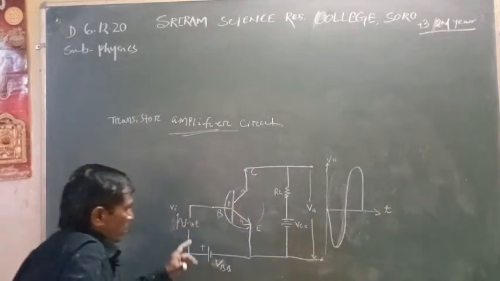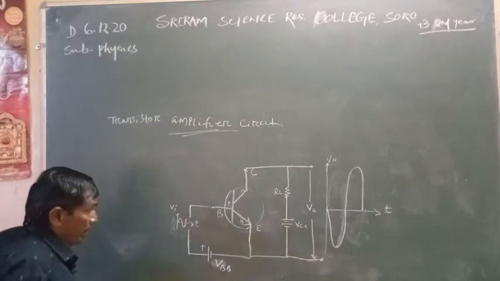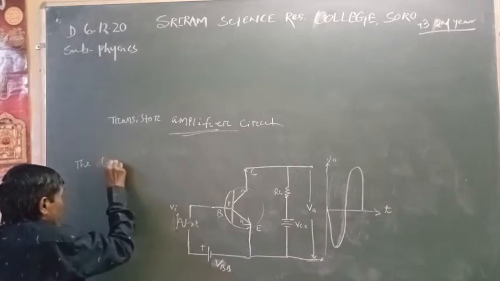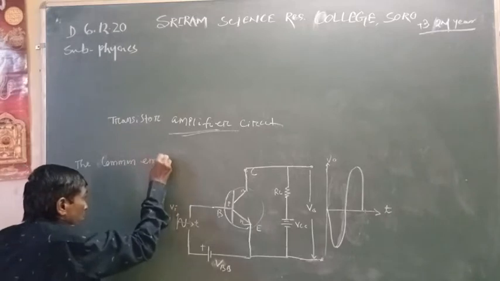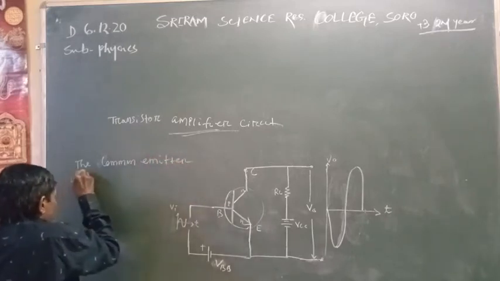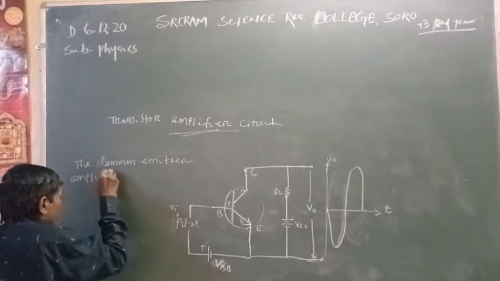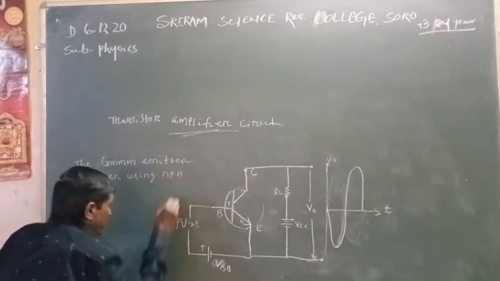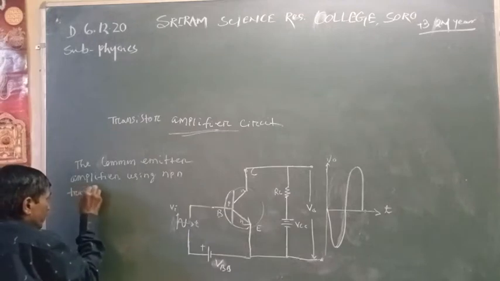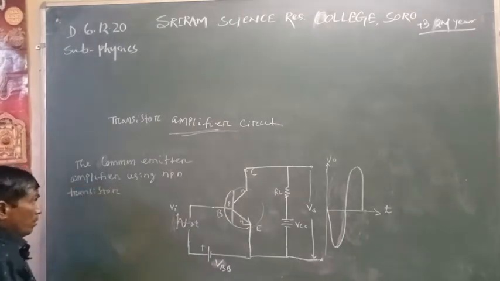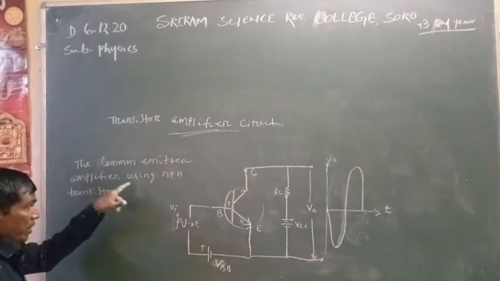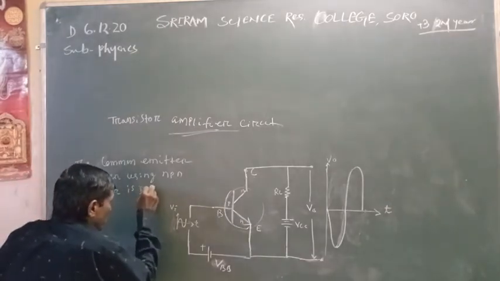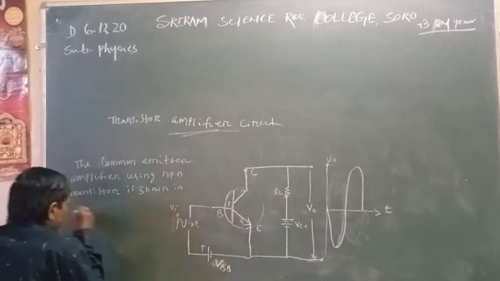Now, again for this circuit, we write the point: the common emitter amplifier using an NPN transistor is shown in the figure.